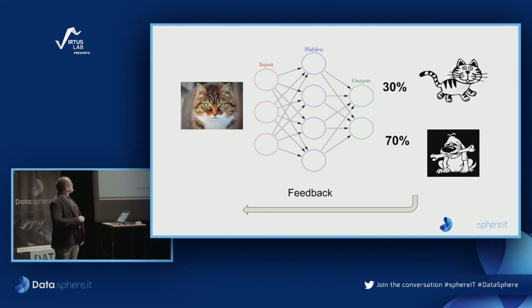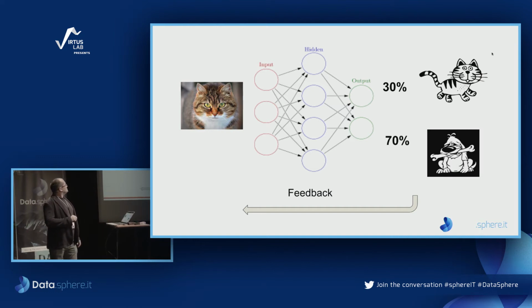And then you have one or more hidden layers. Now, the trick is, in this case, you can see that this is a so-called fully connected neural network. So every neuron from the previous layer is connected to all the neurons from the next layer.